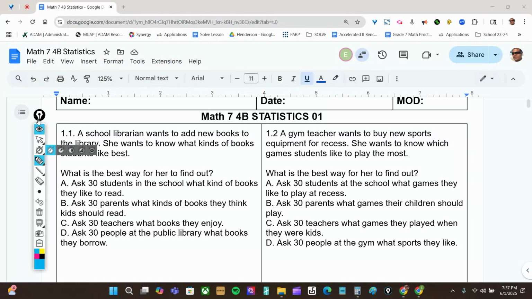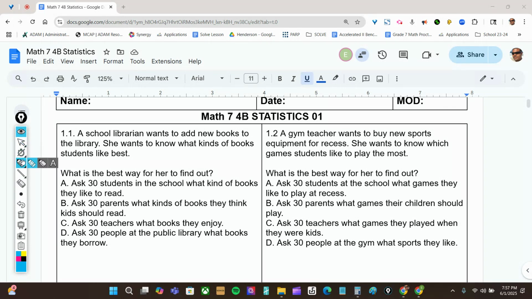She wants to know what kind of books students like best. What is the best way for her to find out? To ask 30 students? To ask 30 parents? To ask 30 teachers? To ask 30 people at the public library? Well, she wants to know what kind of books students like best, so it makes sense that she would ask 30 students.